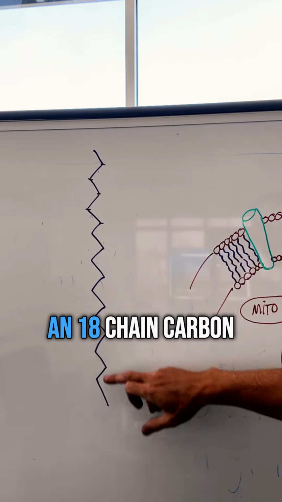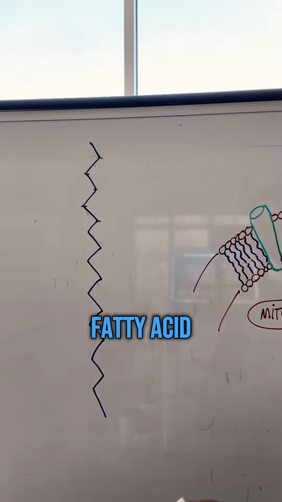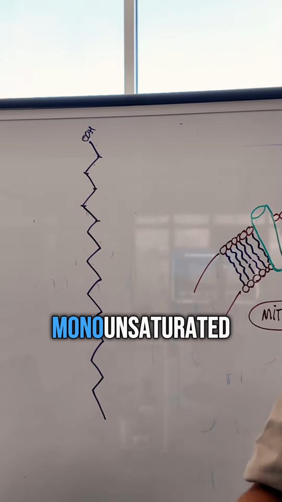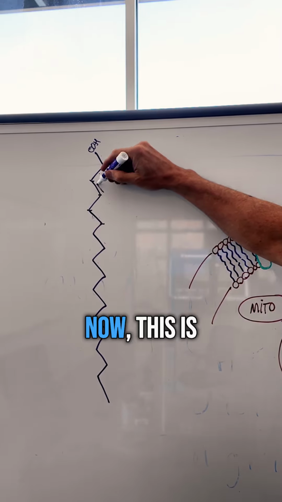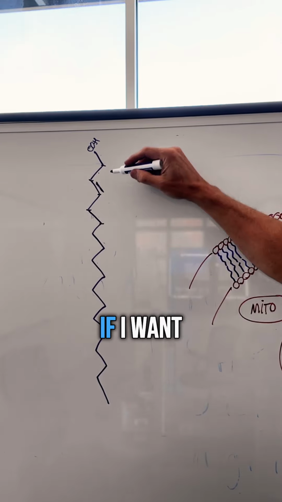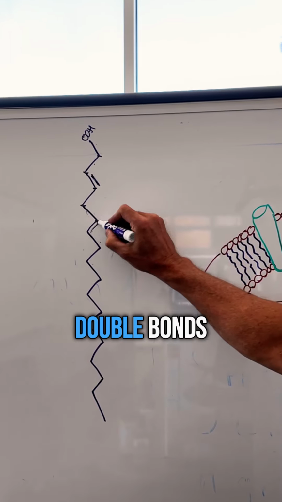So this reflects an 18-chain carbon, and right now this is a saturated fatty acid. This happens to be a fatty acid that's saturated. If I want to monounsaturate this fatty acid, I add in a double bond. Now, this is a monounsaturated fatty acid, oleic, for example. If I want to create a polyunsaturated fatty acid, I add more double bonds.